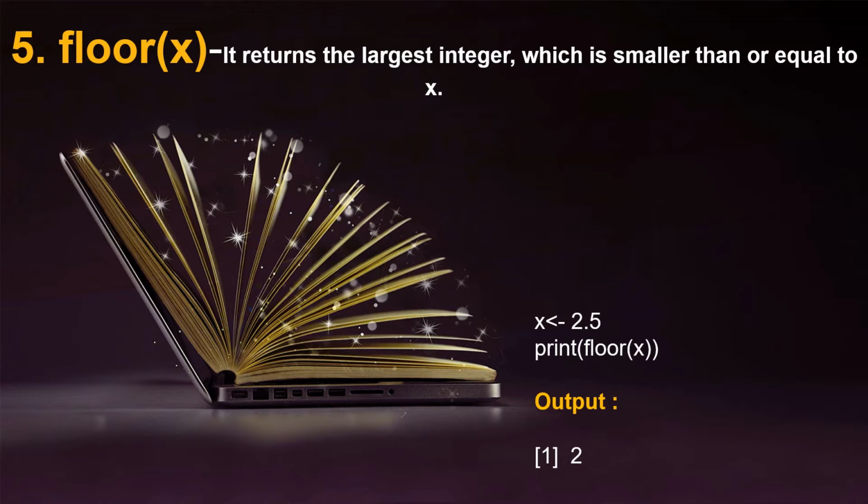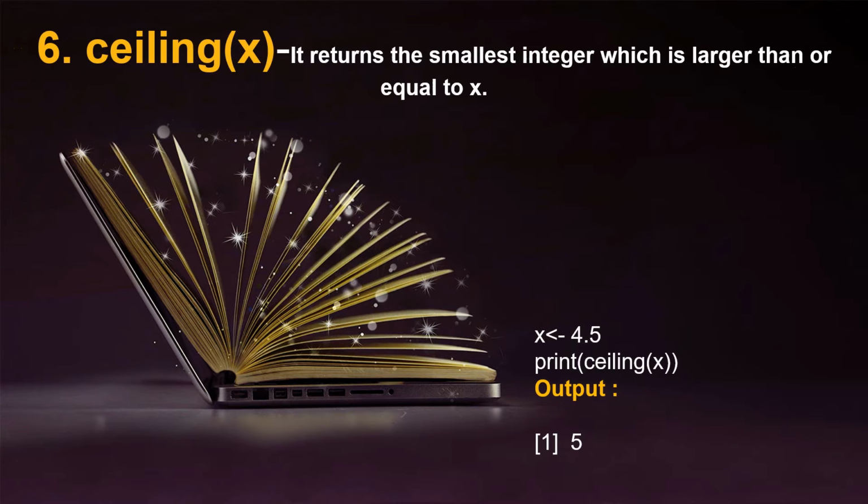The next function is the floor function. It returns the largest integer which is smaller than or equal to x. I am passing 2.5, so 2 is the smaller one, and the result is 2. And the other way is the ceiling function. It returns the smallest integer which is larger than or equal to x. I'm passing 4.5 to the vector x and printing ceiling of x. The highest is 5, so it returns 5.